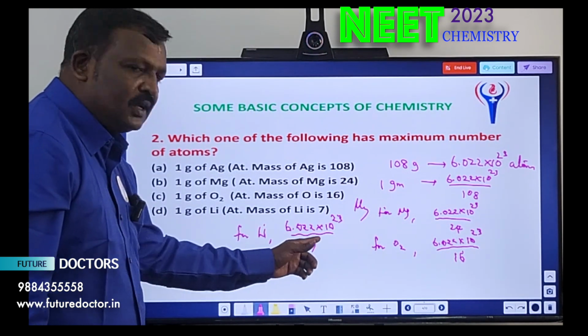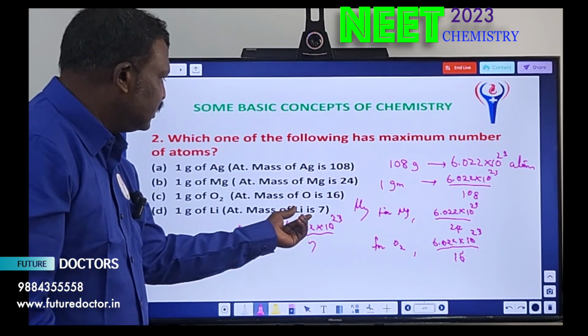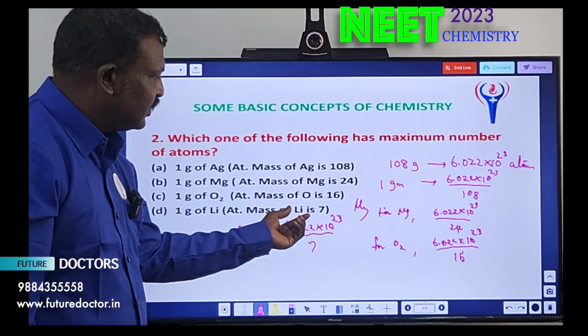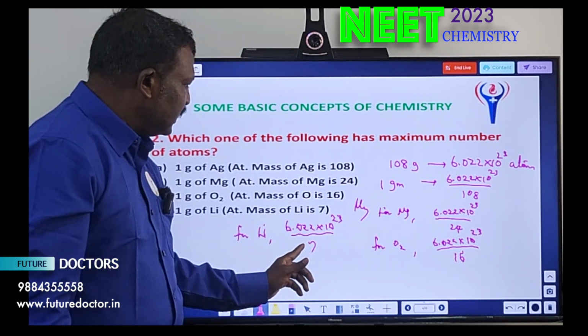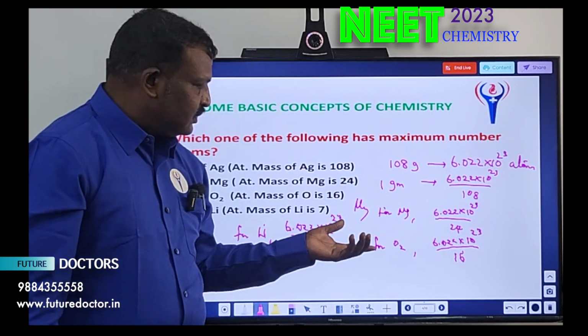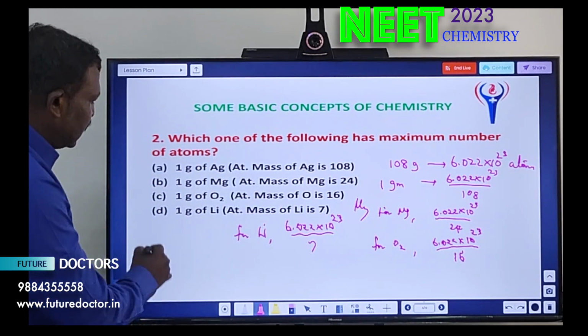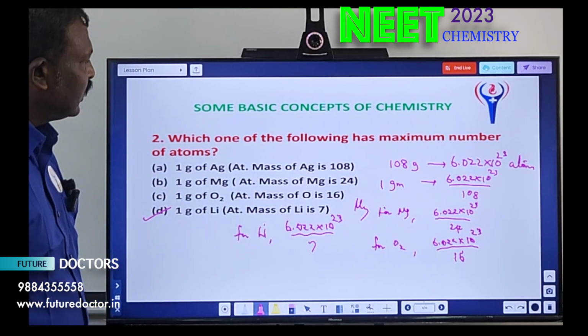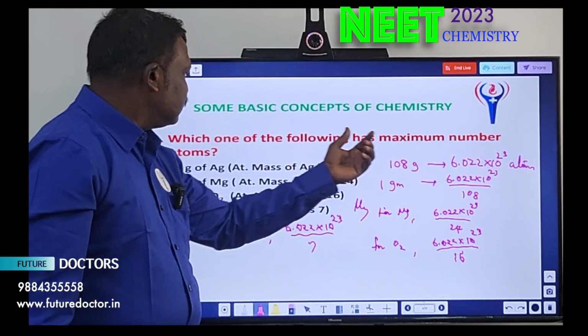The denominator value is very less here, which means this will have the more number of atoms. Understood? So answer D is the correct one. They're asking which one has the maximum number of atoms.